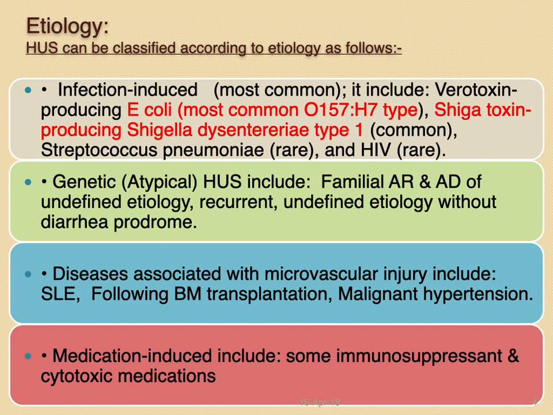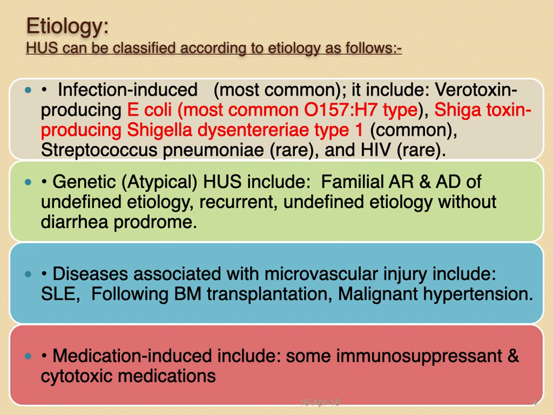The various etiologies of hemolytic uremic syndrome and other related thrombotic microangiopathies allow classification into infection-induced, genetic, medication-induced, and hemolytic uremic syndrome associated with systemic diseases. The most common form of HUS is caused by toxin-producing E. coli that causes a prodrome of acute enteritis, and it's commonly termed diarrhea-associated hemolytic uremic syndrome. This is mostly seen in Asia and Southern Africa.